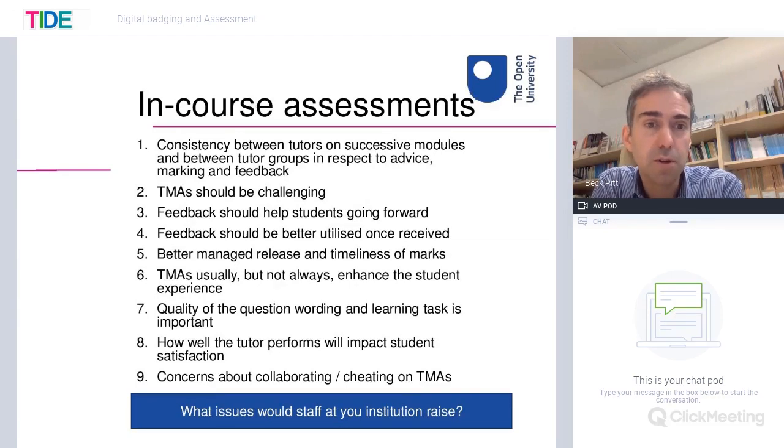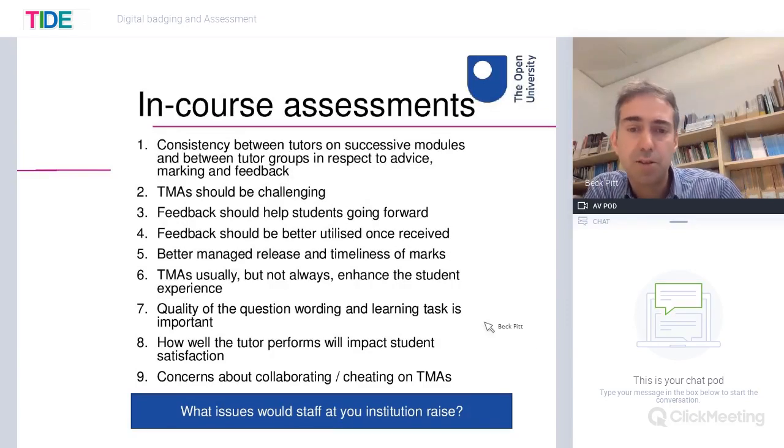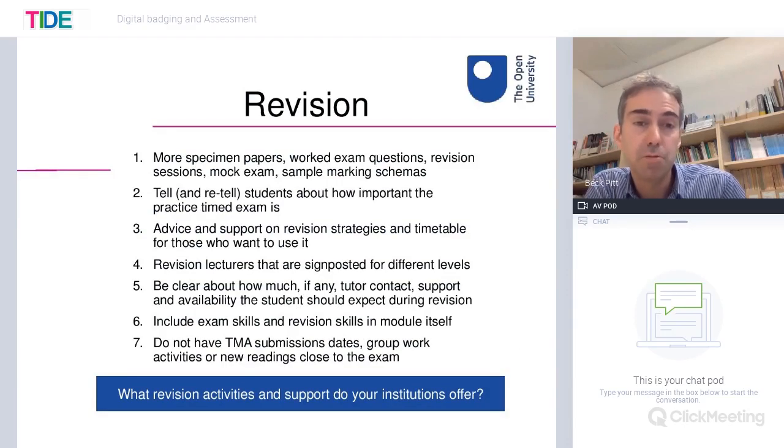So in our case at the Open University, there were some issues, for example, around consistency between tutors on different modules, that students felt that feedback should help them moving forward, as I mentioned earlier, that there needs to be a timely release of marks. So we do that within 2 weeks, and that's intentionally done in a fairly short turnaround. So learners haven't forgotten what they've learned, and that those marks actually have some value in what they're doing next. And things like around the quality of question wording, and some concerns about collaboration or cheating. Those are some of the issues that came up around the in-course assessments.